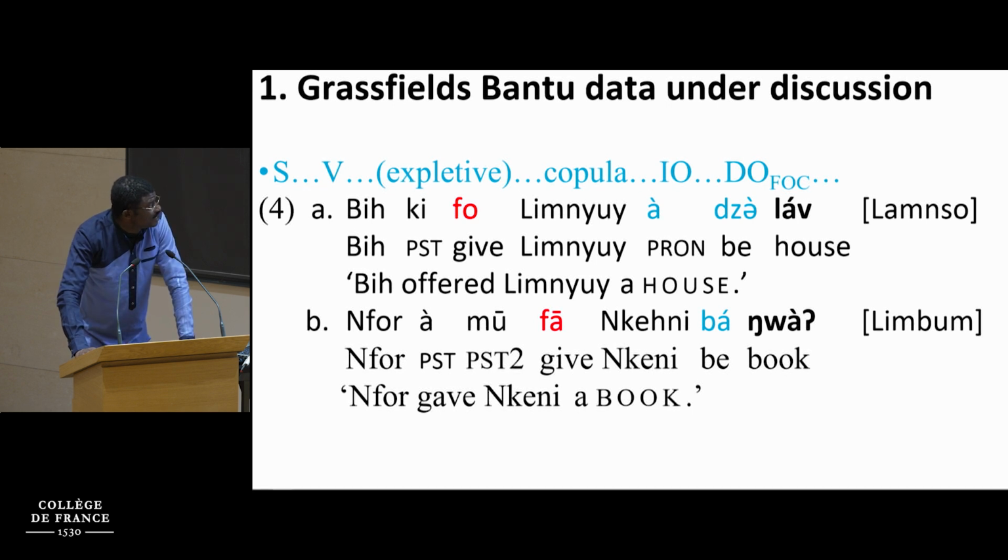And here we have a case of object focusing, here the indirect object, which seems to occupy the unmarked position, or the canonical position if you want. So in Lamso you have B offered Dimio a house, you have A de love, and in Limbum you have forgave Kenny a book, where book is preceded by the copula.